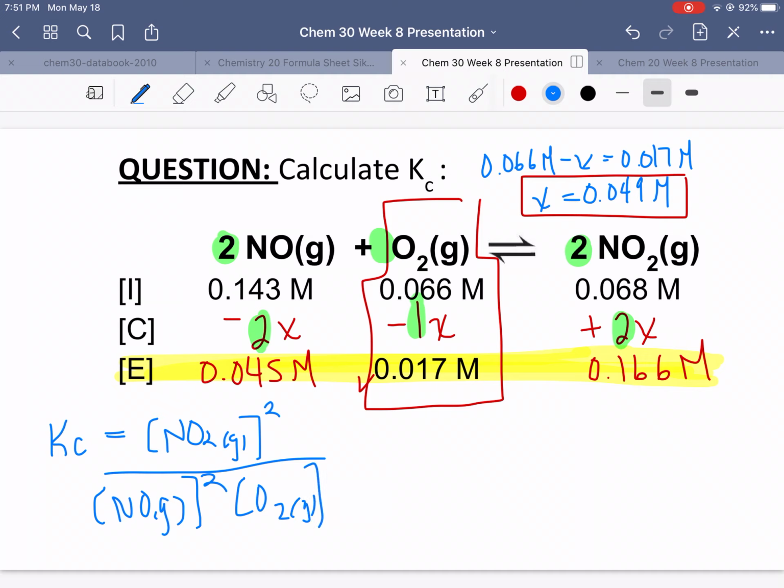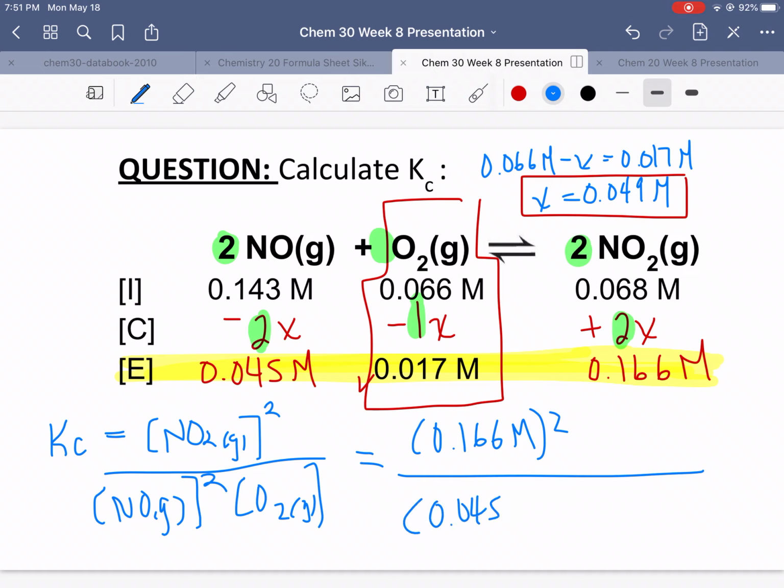Now we can start to plug in. Equals, use what I highlighted in yellow. Those are your equilibrium concentrations. 0.166 moles per liter squared, divided by 0.045 moles per liter, also squared, because of that coefficient, times the concentration at equilibrium of oxygen, 0.017 moles per liter. Don't forget, the whole top is divided by the entire bottom. Be careful that you don't mess that up, please.